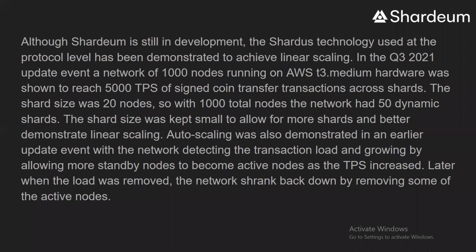So just now we have seen Ethereum processed a very small number of transactions per second, less than 20 transactions per second. But in a proof of concept, Shardus has achieved 5000 transactions per second, running just 1000 nodes. So if you imagine there are more nodes, then the transactions per second will automatically increase. So that's why it's called linear scaling.